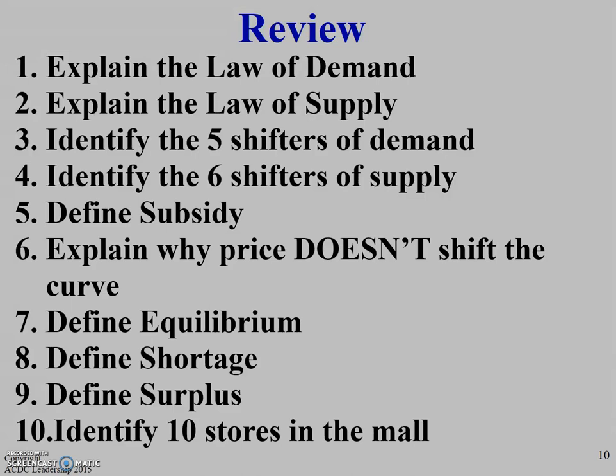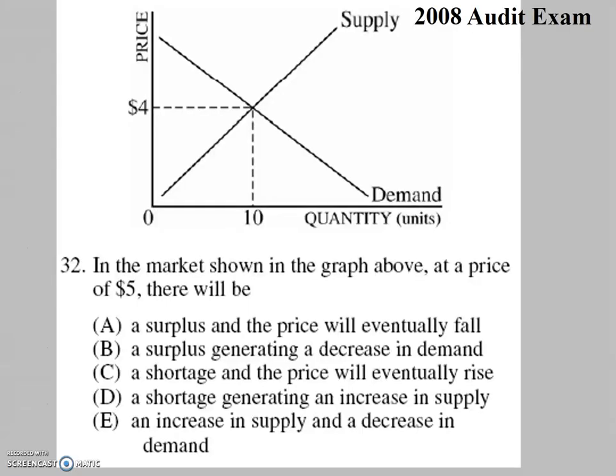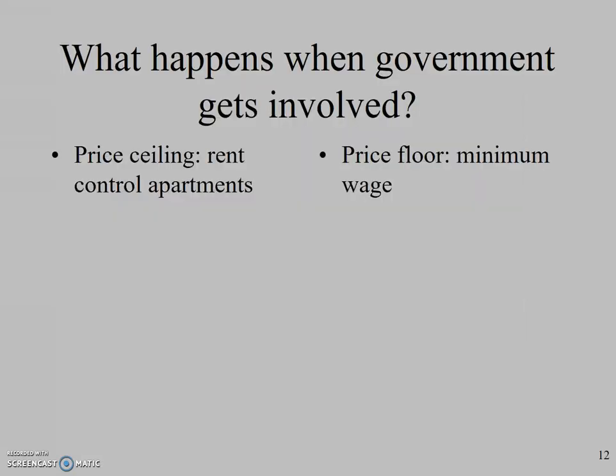Identify 10 stores in the mall. You can pause that now and you can have fun with that. Okay. In the market shown in the graph above, at a price of $5, there will be what? If you said a surplus and the price will eventually fall, you're right. Why? Well, again, if you draw that little dotted line up at $5, we would see that our supply is greater than our demand, and we know that price will eventually return to equilibrium because the producers will lower their price.